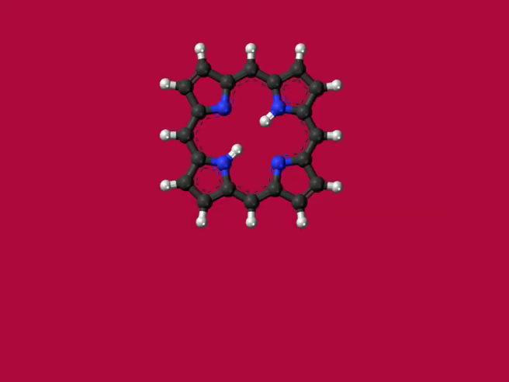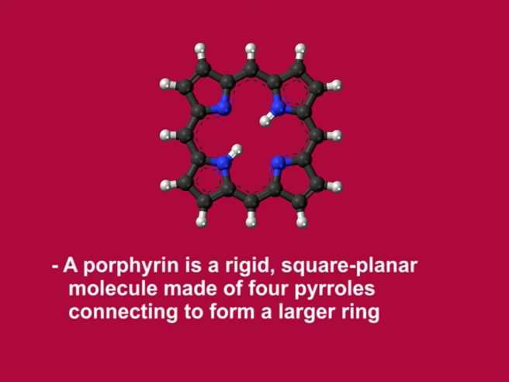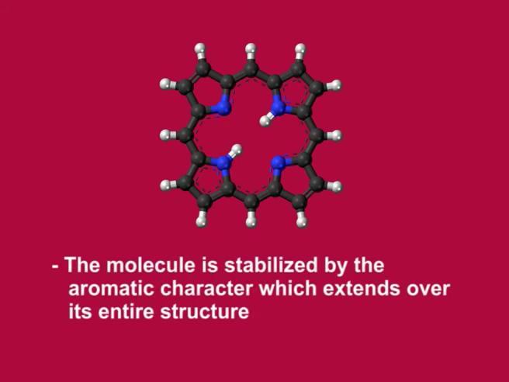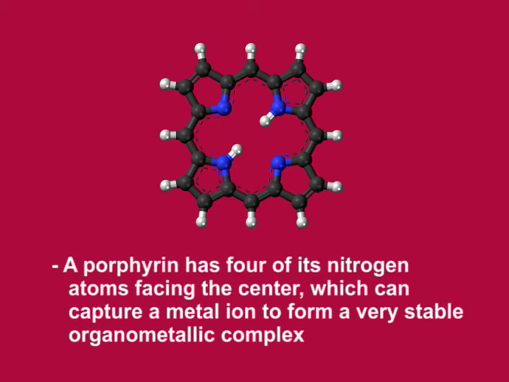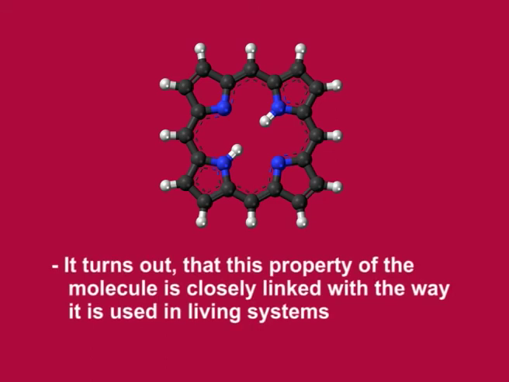As shown in the diagram, a porphyrin is a rigid, square planar molecule made up of 4 pyrroles connecting to form a larger ring. The molecule is stabilized by the aromatic character which extends over its entire structure. A porphyrin has 4 of its nitrogen atoms facing the center, which can capture a metal ion to form a very stable organometallic complex. It turns out that this property of the molecule is closely linked with the way it is used in the living system.